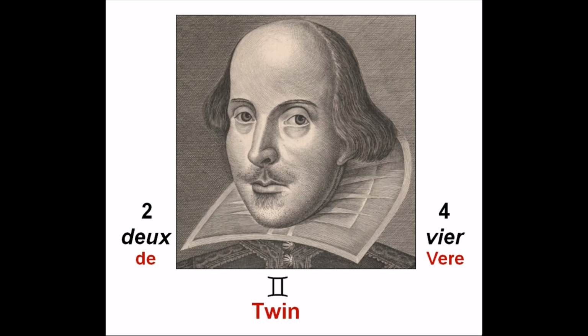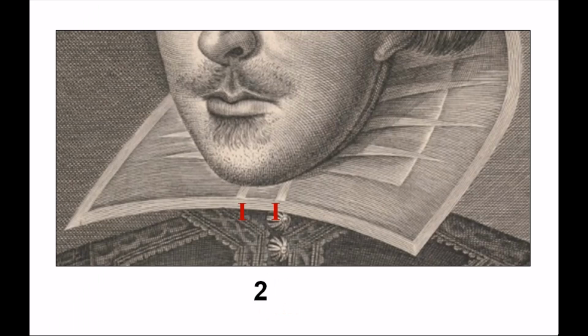Well, there's another way the lines in the collar can be read. Earlier, we counted the lines in the middle as an 11, but they're also simply 2 ones, similar to a Roman numeral 2.